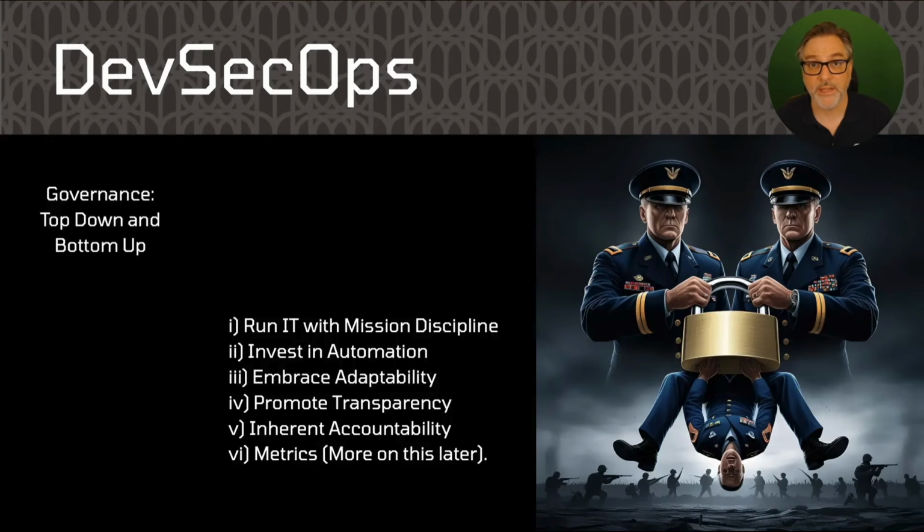Number 2, invest in automation. So this is governance. This is how do you get the thing done at the larger scale and enforce it. So automation, as we talked about just on the last slide, allows that to all happen, infrastructure as code, et cetera.